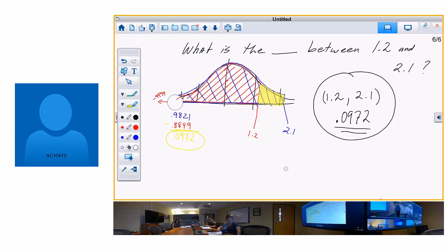Now, on your table, you would just get this right here. The table would give you this. You would have to do that with the table. You don't have to do it with the calculator. You do it with the table. This is what you do with the calculator.